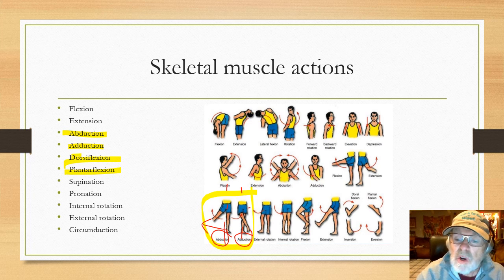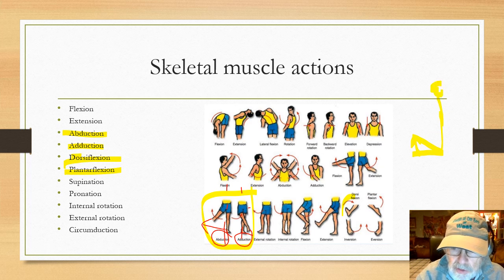Dorsiflexion and plantar flexion, we see that down here. If you just look at your ankle and you bring your toes up towards your knee, and you decrease the ankle angle, so if the ankle's like this, and I bring the foot upwards this way, so now my ankle's like this, that's called dorsiflexion. If I point the toes downwards, that's called plantar flexion. So you can see the plantar flexion down here.